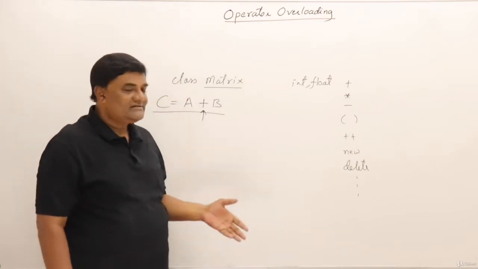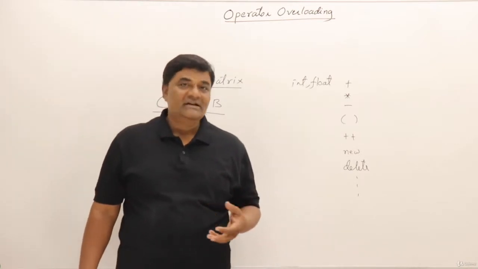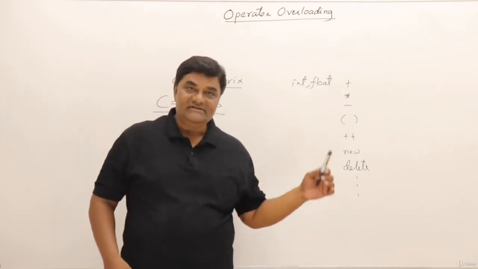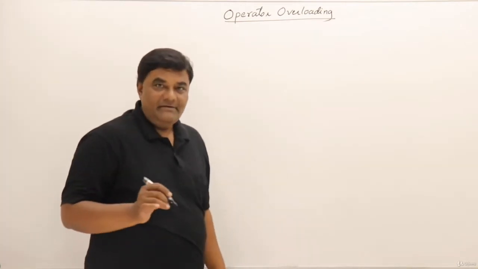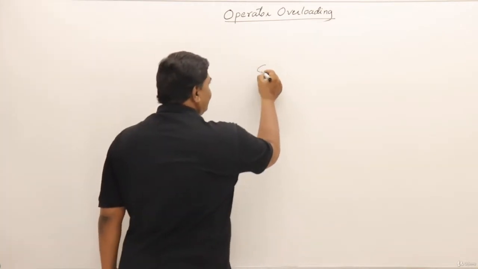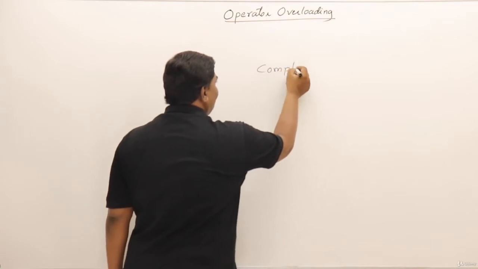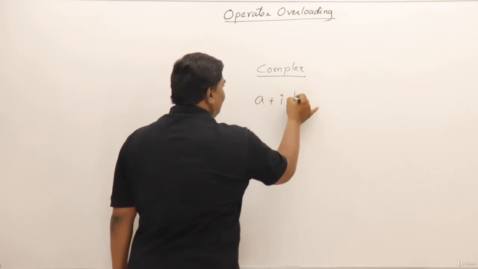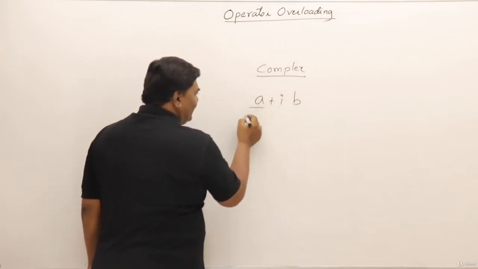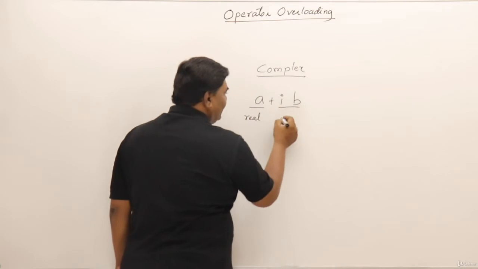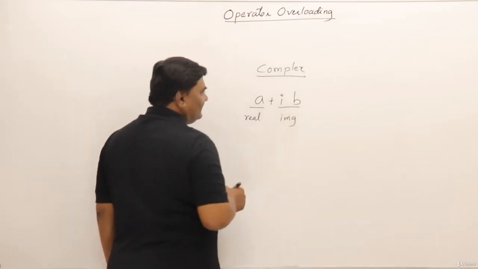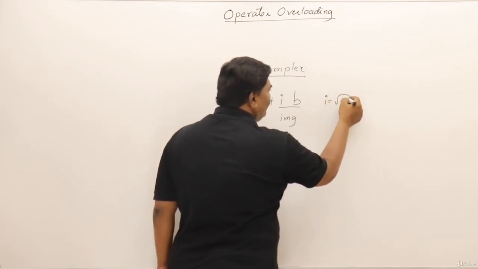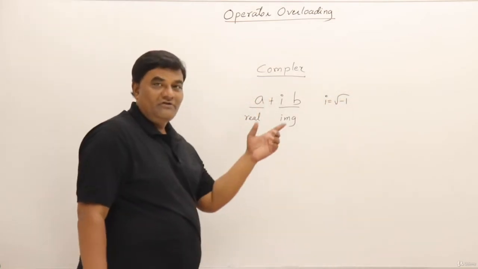So there are various operators that you can overload in C++ except a few of them. So let us learn how to overload these operators. Let us take an example of a complex number. In mathematics, we have a complex number that is written in the form of a plus ib, where a is called the real part and b is called the imaginary part. What is imaginary in this one is i, which is the square root of minus 1.